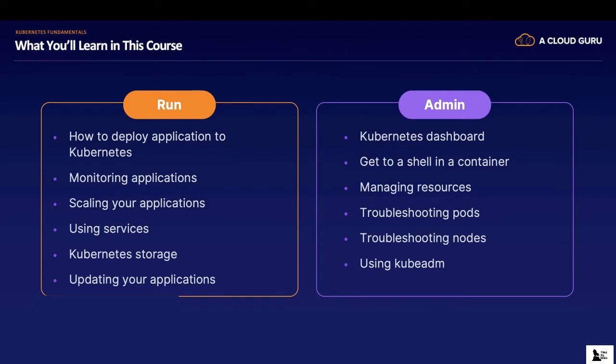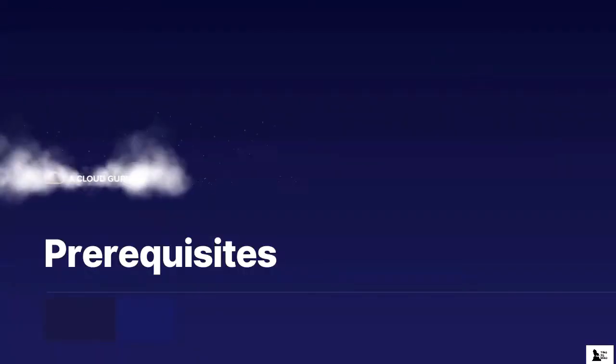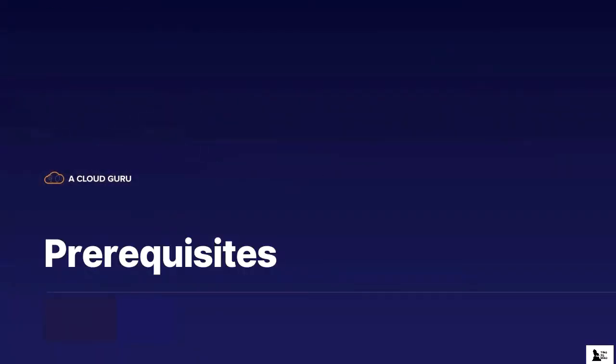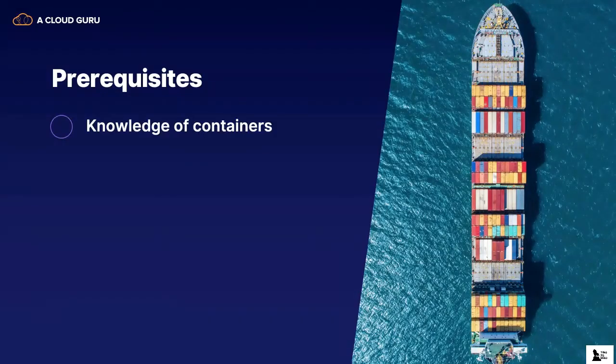Before we do, let's talk about some prerequisites. Now, before you get started in this course, there are a few things that you need to know about. First off, knowledge of containers is very helpful. If you don't know what a container is and what Docker is and how to run a basic container, then I encourage you to first go learn more about that here at A Cloud Guru before you learn about Kubernetes, because Kubernetes is all about running containers. So you need some basic container knowledge. I also recommend that you have some Linux command line knowledge.